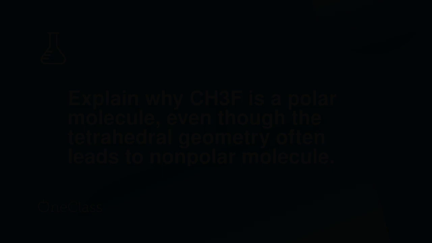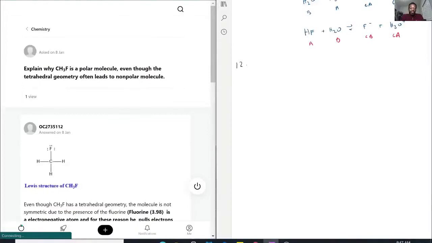We have to explain why CH3F is a polar molecule, even though the tetrahedral geometry often leads to nonpolar molecules. Okay, so for this we have CH3F, polar question mark, and we have to explain why. So first, let's just draw out its little structure. Carbon will be in the middle, okay, and then we have 3 hydrogens and 1 fluorine.